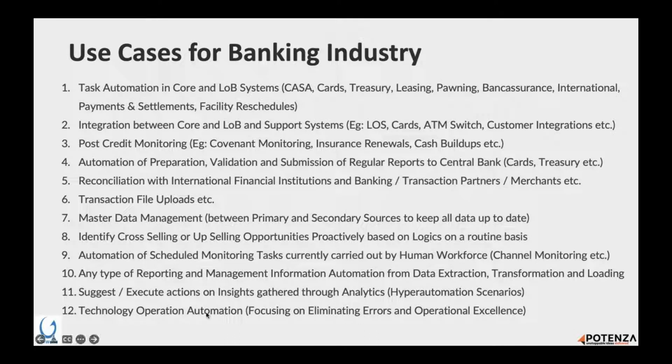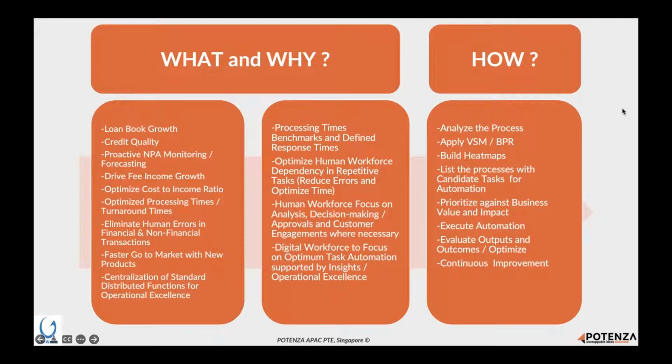Next one, suggest and execute actions on insights gathered through analytics. That is a hyper automation scenario. As I mentioned, with reporting and all that, we can make it more meaningful by suggesting some insights. So this is a combination of RPA and data analytics. So it's a hyper automation scenario, right? Technology operations automation also can be done, in backend operations, your operations departments, all that. So these are some of the case studies and use cases that we have from the banking industry, right?